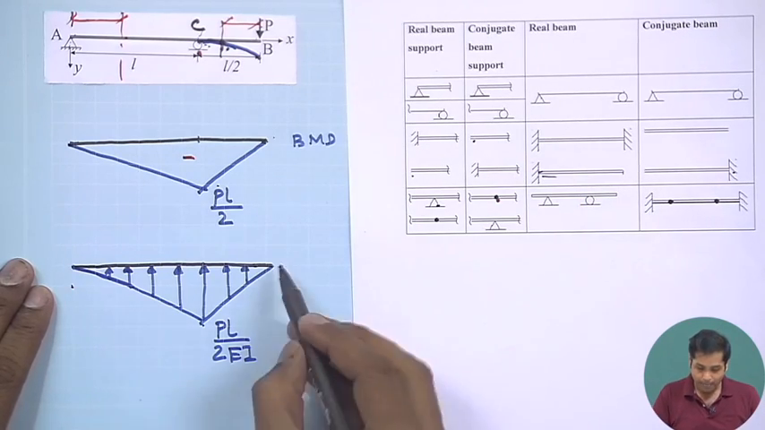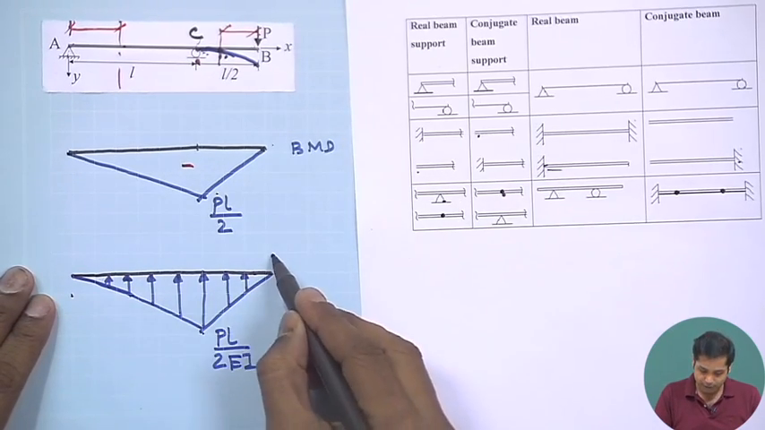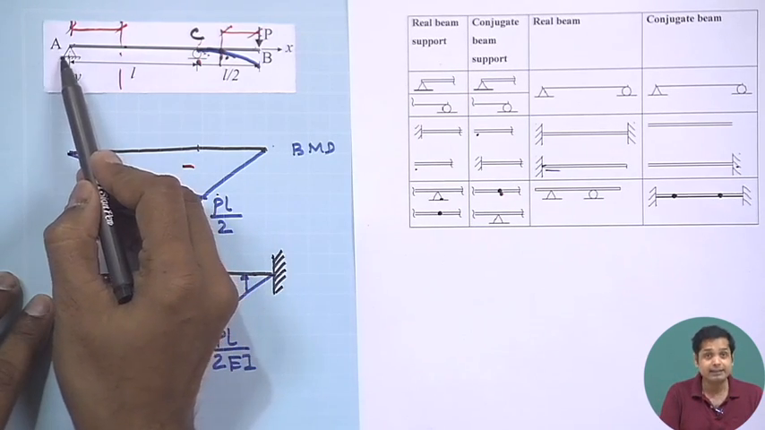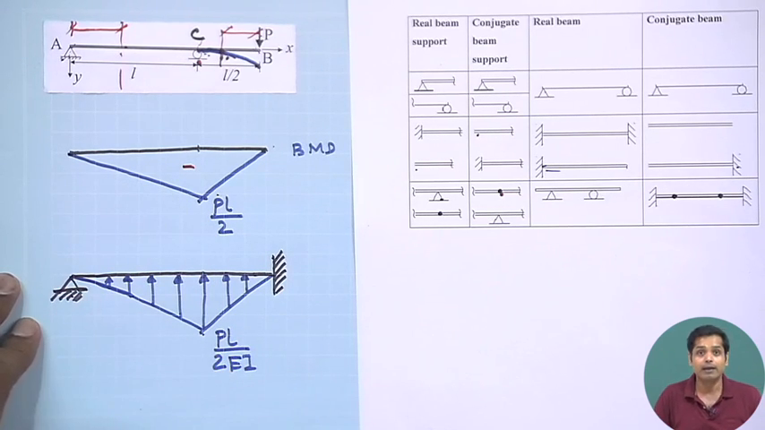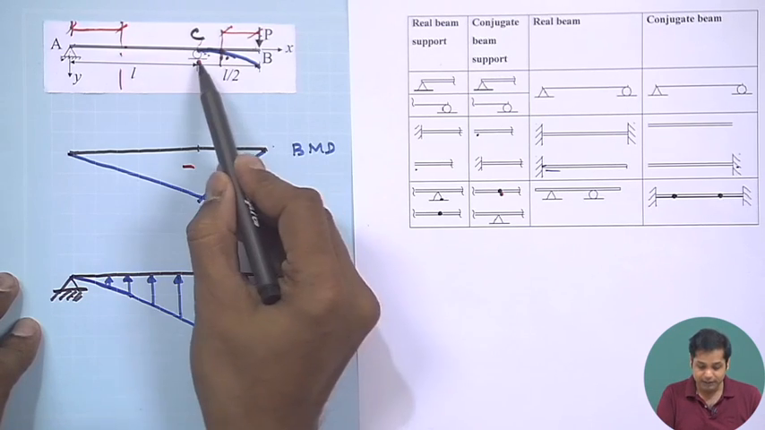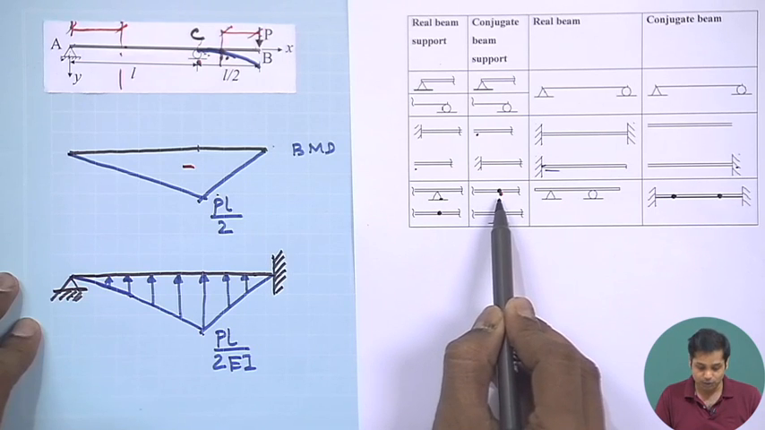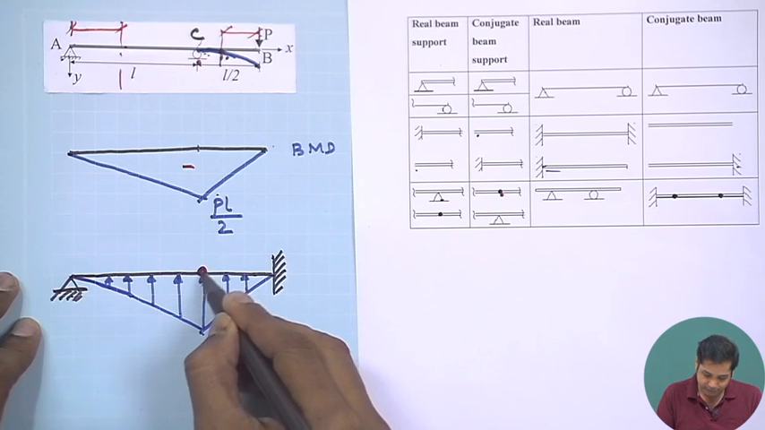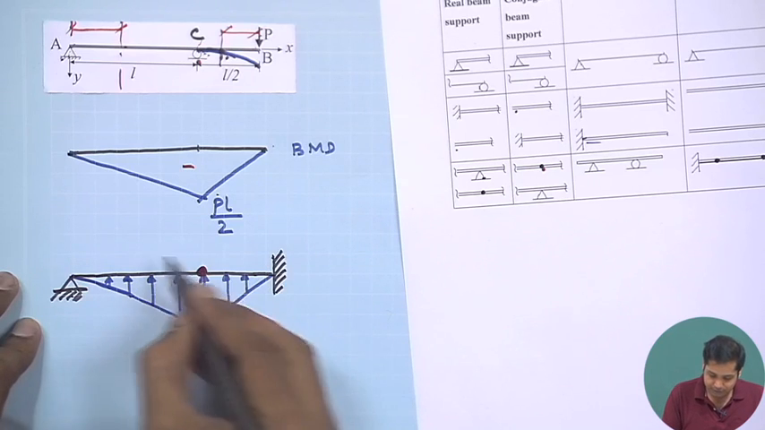So, this is the free end. So, this becomes fixed, and this was hinge. So, it remains hinge, and there was an internal support here. So, any internal support becomes hinge in the conjugate beam. So, we have one hinge at this point in the conjugate beam, an internal hinge. This is the internal hinge.